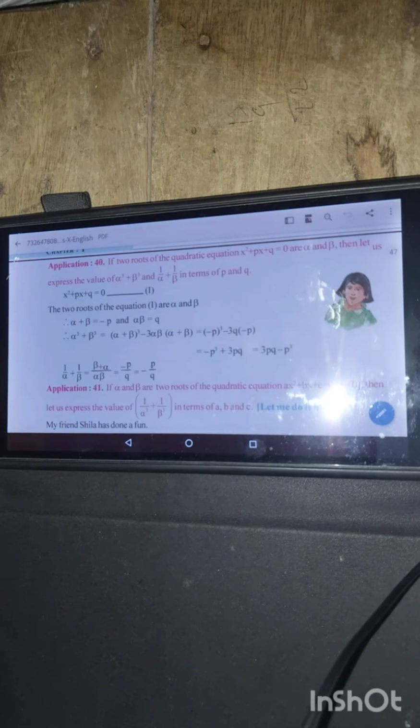Application 40 says if two roots of the quadratic equation x square plus px plus q equal to 0 are alpha and beta, then let us express the values of alpha square plus beta square, alpha cube plus beta cube and 1 by alpha plus 1 by beta in terms of p and q. Okay.